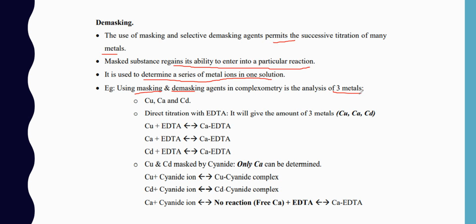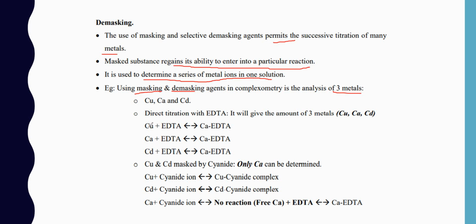See, what we can do now, for example, I have a mixture of copper and magnesium, and I need to only determine magnesium, so I masked the copper. Now I need to estimate copper in the same solution. What I will do is, I have estimated the magnesium, now I will demask the copper and estimate the copper as well.